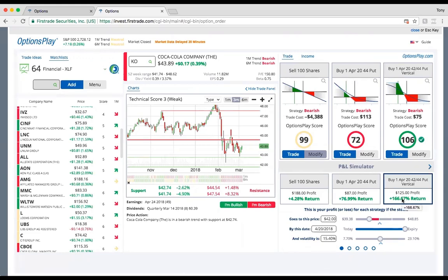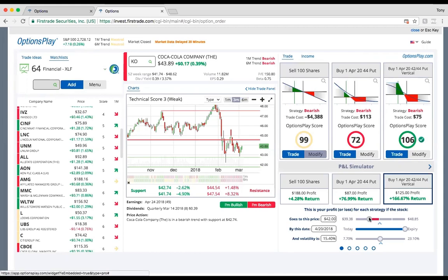So if the stock moves down $1.89, I'm going to make a 166% return by trading this vertical. And that's why you get this blue box telling you that if you think the stock's going to go down to $42 on expiration date, which is April 20th, these 3 strategies will give you this type of return. So clearly this strategy here on the right gives you the highest return if you're correct.